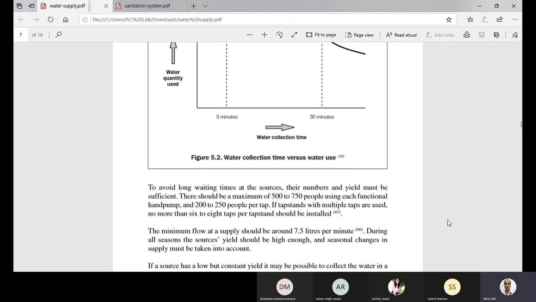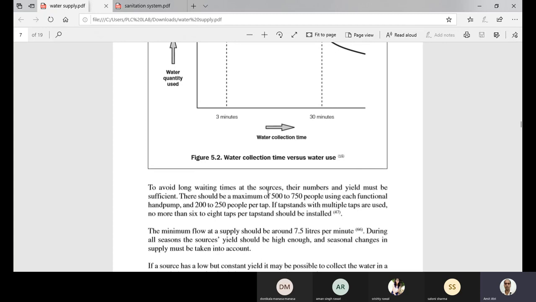Okay, some of the data. If a hand pump is there in a locality, the maximum number of people accessing that hand pump should be 500 to 750. If a tap is there, then 200 to 250 persons use the same tap. This is the case when a domestic piped water supply is not available, like a chawl where many people are living and one tap is provided. So if 200 to 250 people are there, one tap is provided. If more than 250 people are there, then two taps should be made available in that chawl or area.